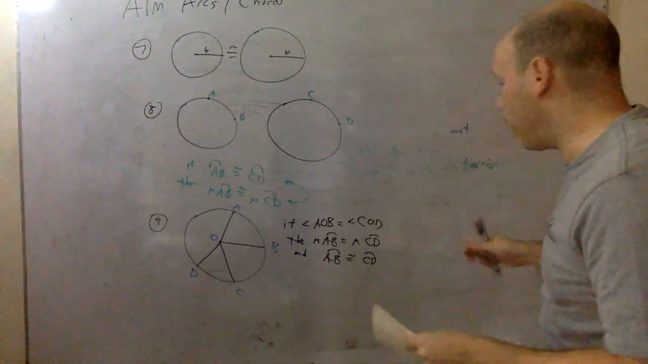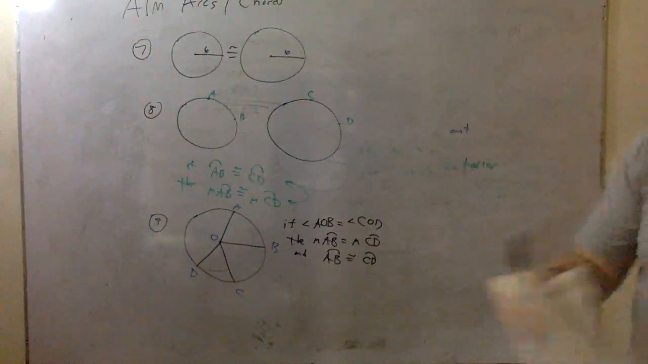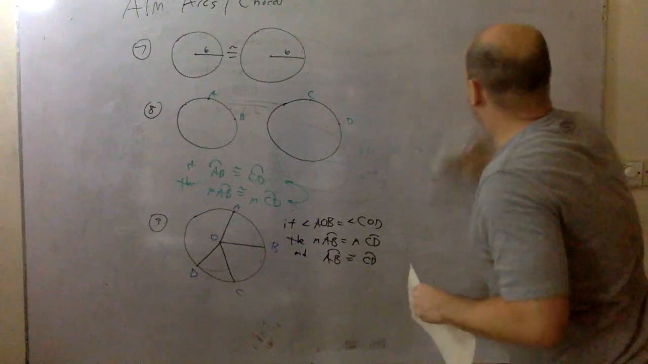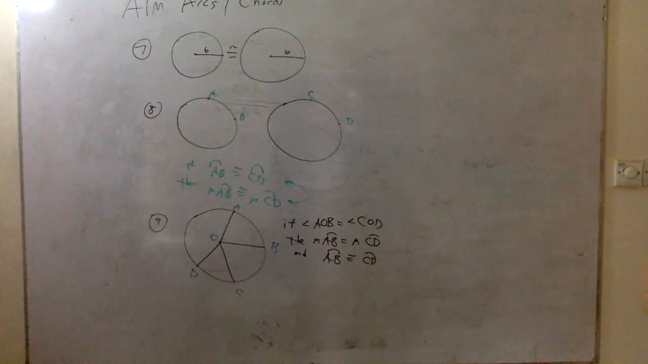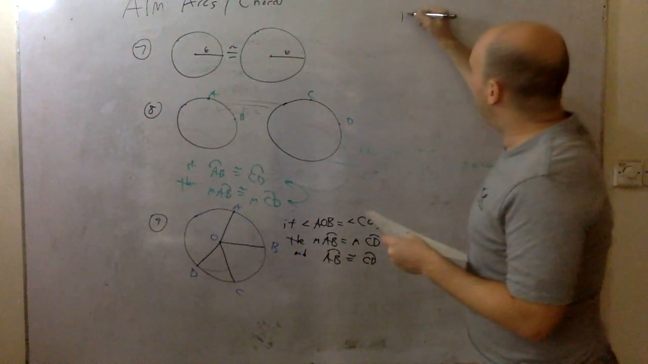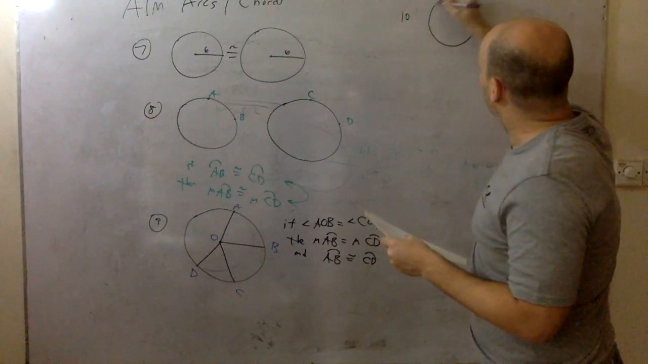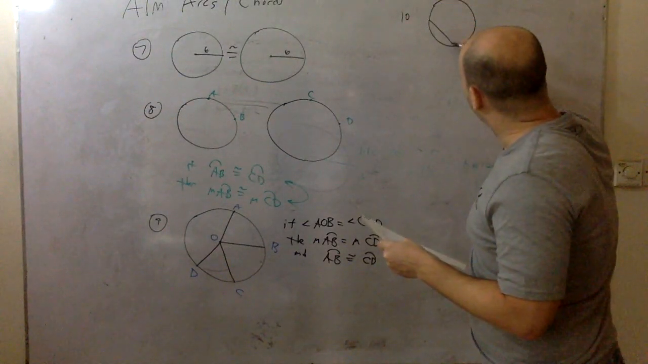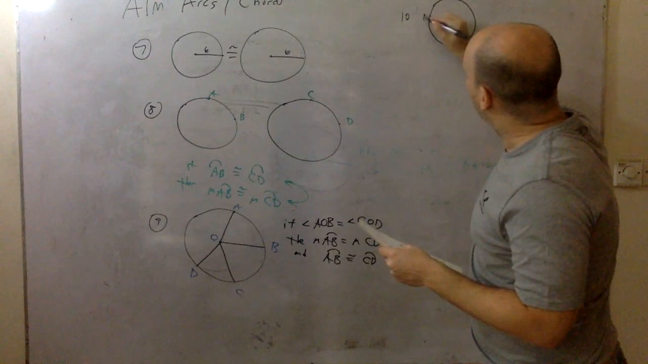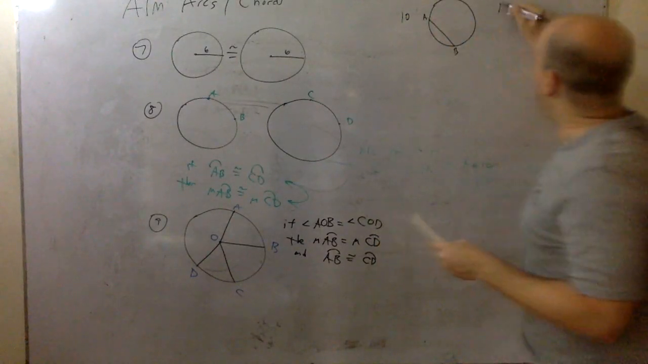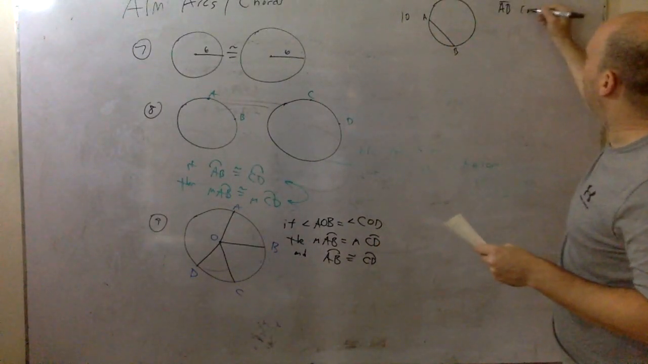Okay, let's move on. Let's see what else I wrote. What's a chord? Number 10. A chord is a segment whose 2 points are on the circle. So AB is a chord.